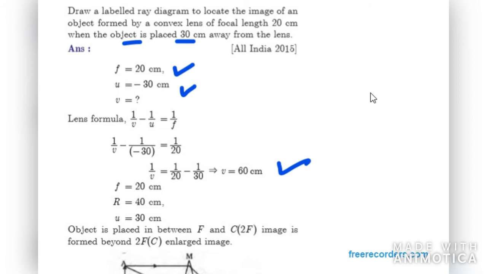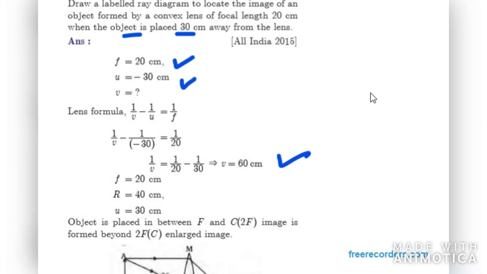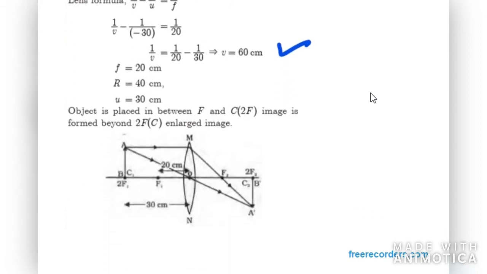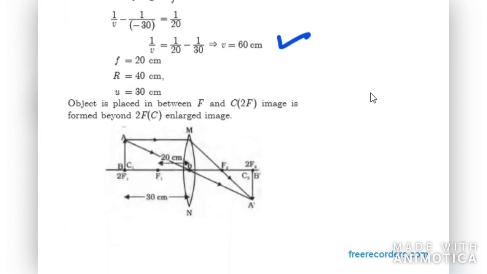Now F is 20, R is 40, and U is 30. So you have to depict that on a ray diagram. So you have to mark all the points with the help of the given things you have. That is V, U, F, and R. So you have to mark all the points you have. This is U, F, V is 60. This must be 60, and that's all, you have to mark these points basically.